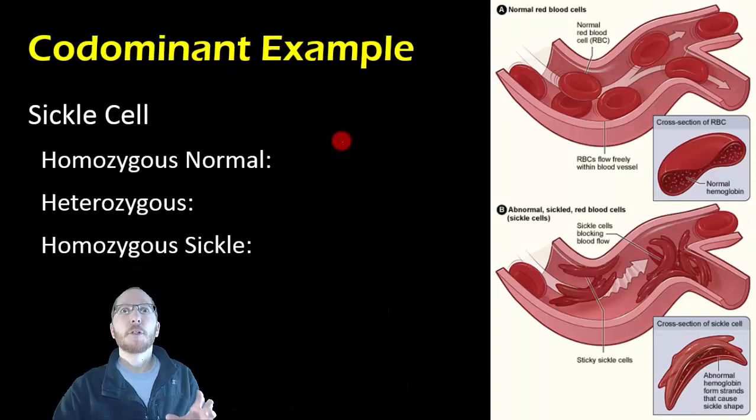Now for an example of codominance in real life, we've got a particular disorder that's typically called sickle cell anemia or sickle cell disease.